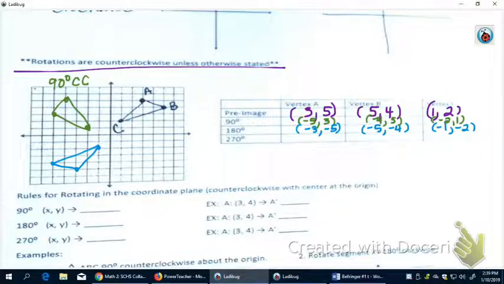Alright, very last one. 270 means that we need to take it 3 times or take it one more time. So I'm just going to start all over. There's the original. 90, 180, 270. So this is the picture that we get. That's the picture I want to draw here. So we have 2, -1. We have 5, -3. And we have 4, -5.